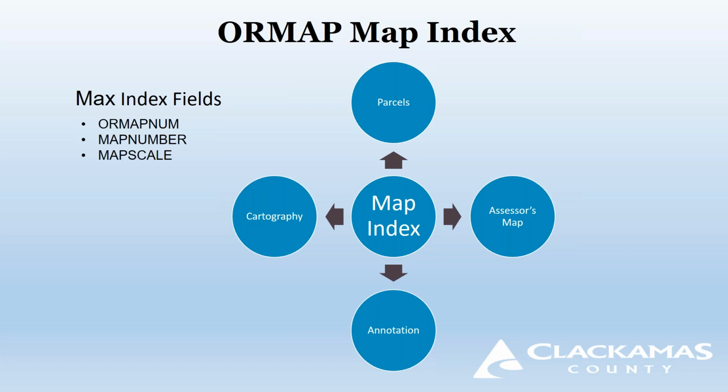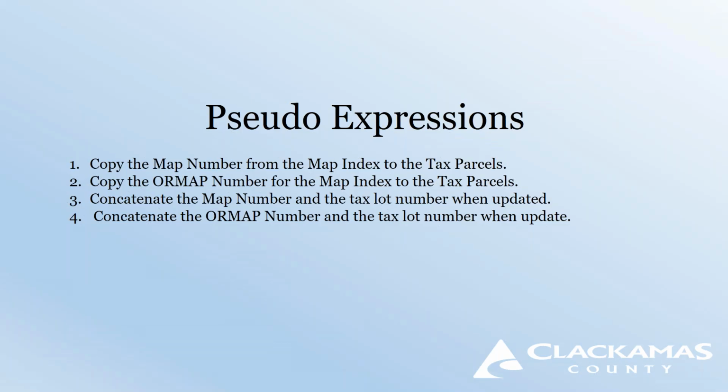Then we have our annotation. Our annotation again pulls information from the map index, and then we have cartographic features, like land hooks, bearing and distance arrows, and historical lines. When a feature is added to a map, the ORMAP tool will do a spatial query, pull up the map scale and map number, and assign it to the appropriate attributes in those cartographic features.